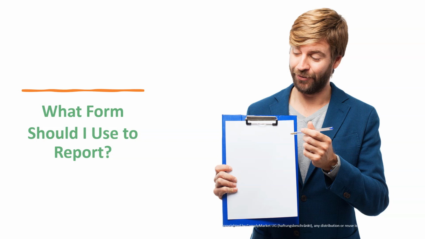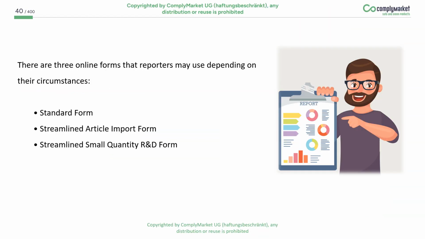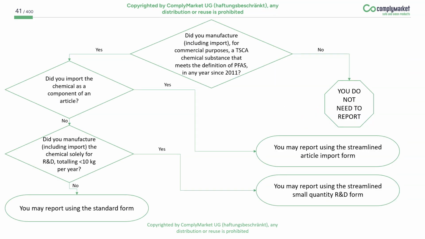What form should I use to report? We have three forms. We have a standard form for everyone bringing chemicals or mixtures, and we have something called the streamlined article import form if you are bringing an article, and we have the streamlined small quantity research and development form. That's if you are using it in commercial R&D and below 10 kilograms. You can check this tree to decide. Very easy, very simple. But to summarize it, if you have an article, then you have a special form. Research and development under 10 kilograms, you have another reduced form. Otherwise, you have to do everything.